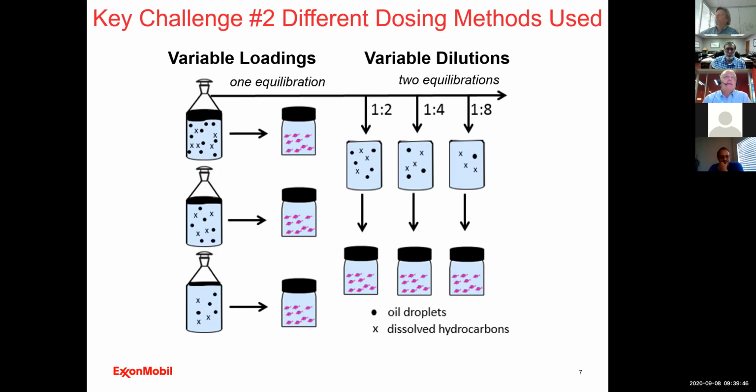And it's important to point out that the variable dilution protocol involves 2 equilibrations, right? Because the droplets that are carried over from the stock WAF then become diluted, and now those droplets have to re-equilibrate. So that's a second equilibration. And the key point that I want to highlight here is that the actual exposures that result from these 2 different approaches are different, and they're not comparable.